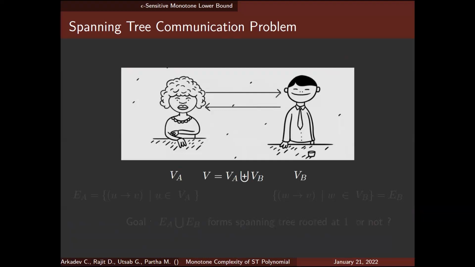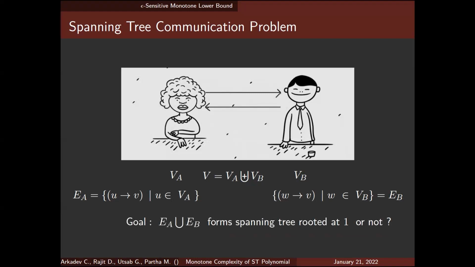A fixed vertex set V has been partitioned between Alice and Bob, and Alice gets VA and Bob gets VB. The input to this problem is a set of edges. What is that? Alice gets all the edges incident on her part of the vertices, and Bob gets all the edges incident on his set of vertices. Together they want to check whether these two sets of edges form a spanning tree rooted at vertex 1 or not. The vertex 1 is a fixed vertex in our given vertex set V.